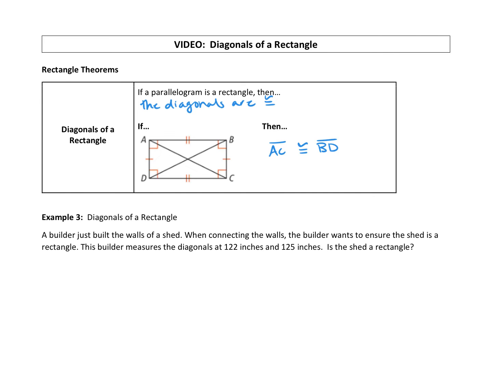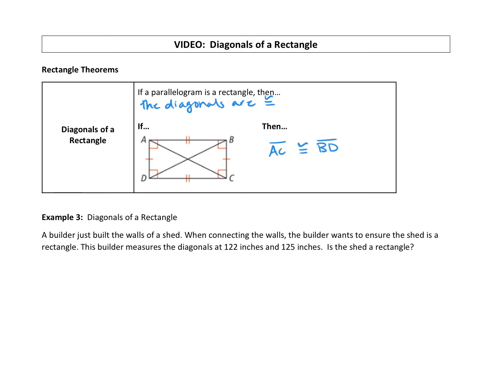All right, so let's take a look at an example that uses the diagonals of a rectangle. A builder just built the walls of a shed. When connecting the walls, the builder wants to ensure the shed is a rectangle. The builder measures the diagonals at 122 inches and 125 inches. Is the shed a rectangle?